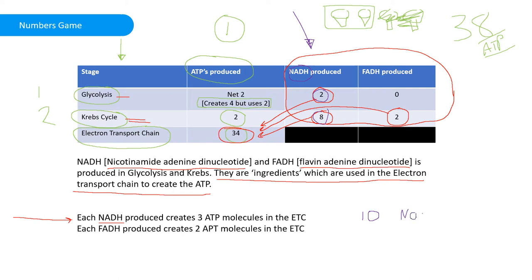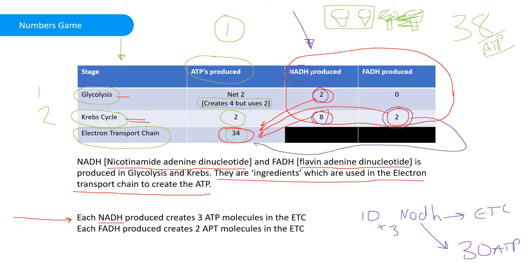10 NADHs go into the electron transport chain, and each one of those produces 3 ATP molecules. So you can see that these 10 NADHs produce 30 ATP molecules in the electron transport chain. The same goes for FADH. 2 molecules of those are produced in the Krebs cycle. Well, 2 molecules go into the electron transport chain, and each of those molecules produces 2 ATP molecules. So 2 times 2 is 4, and that's where you get your 34 from.